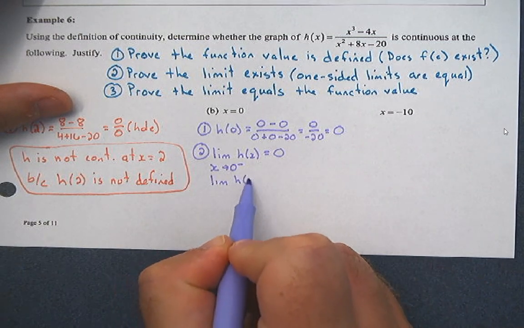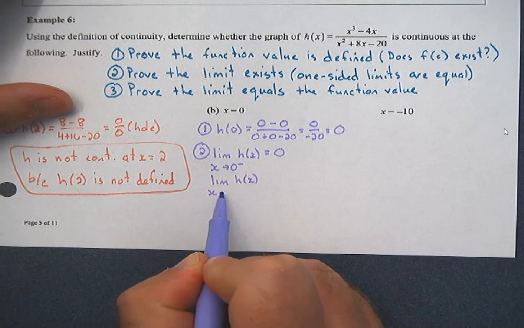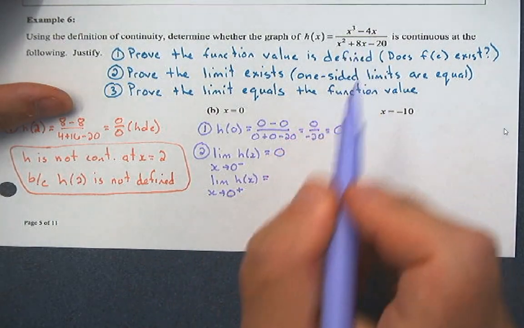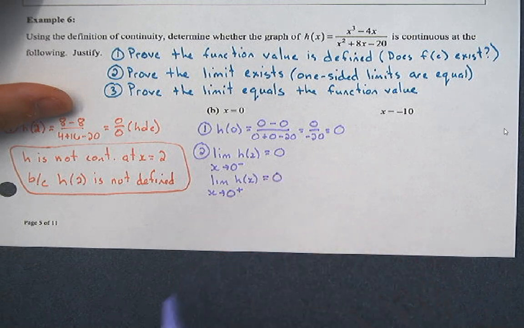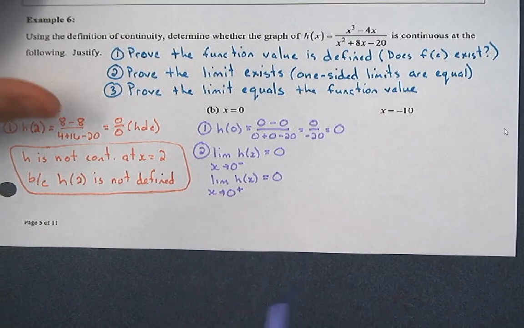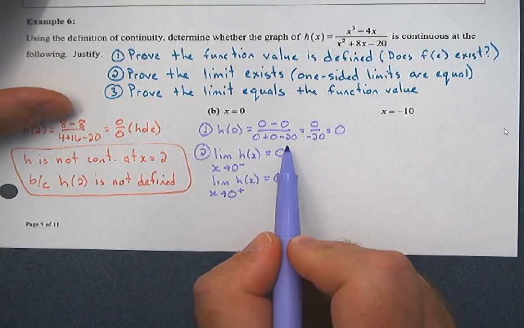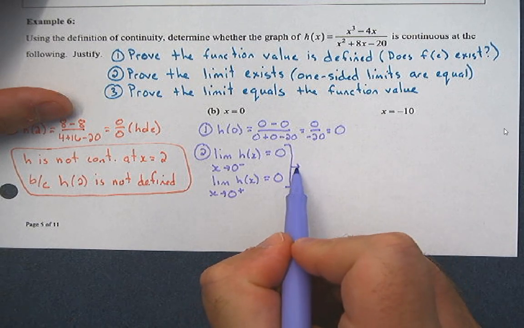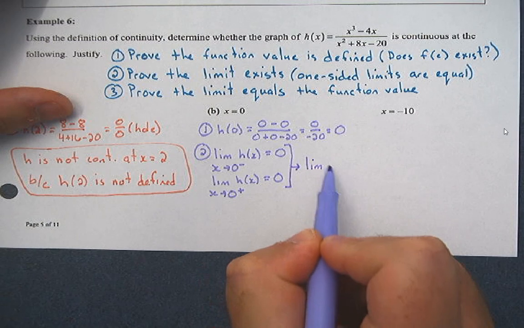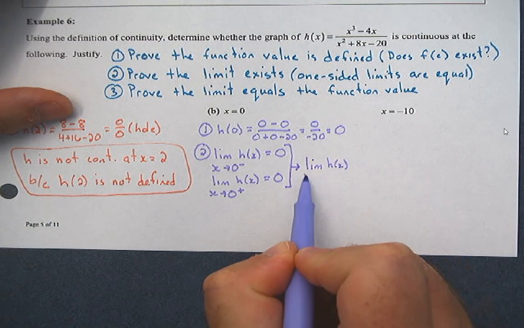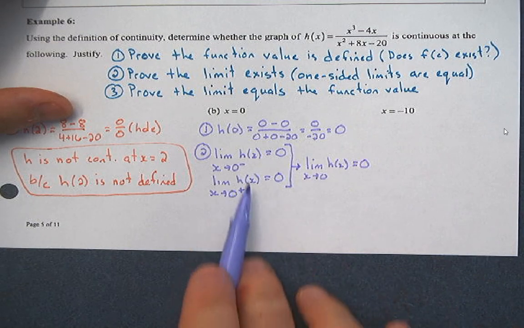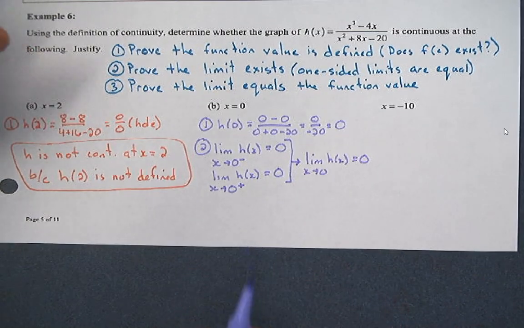The limit of h of x as x approaches 0 from the right, from the other side. So I put 0 into my equation again. This is called direct substitution. And we get 0 again. These two things together, these mean that the overall limit as x approaches 0 equals 0 because they both approach the same place. What do you think?